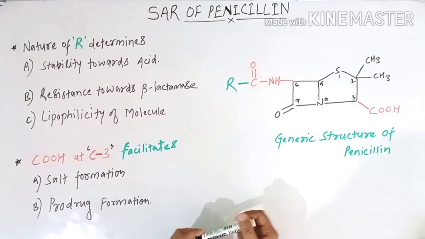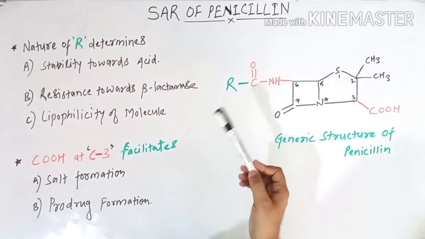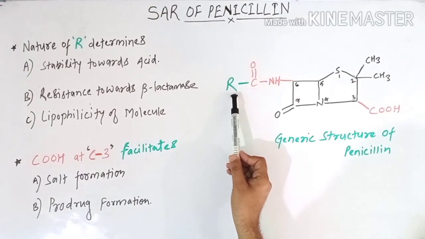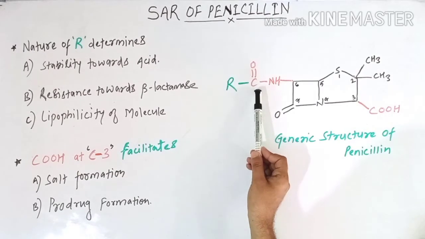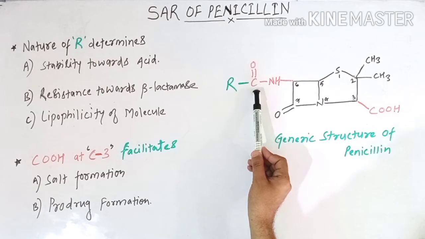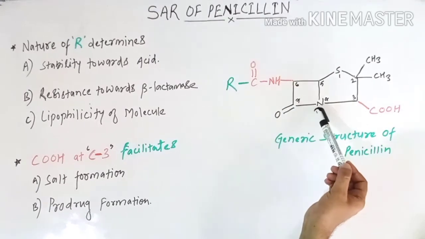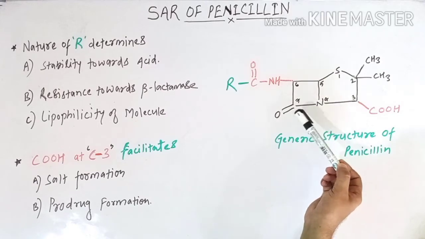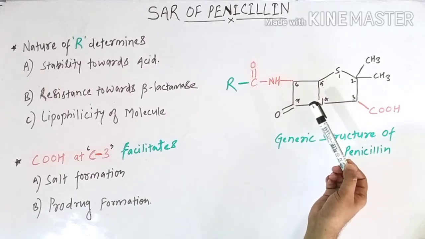So it was observed that when an electron withdrawing group is present at this R position, then this electron withdrawing group decreases the electron density at this carbonyl carbon, and as the electron density of this carbonyl carbon decreases, the acid stability of this penicillin molecule, or specifically this beta lactam ring, increases.